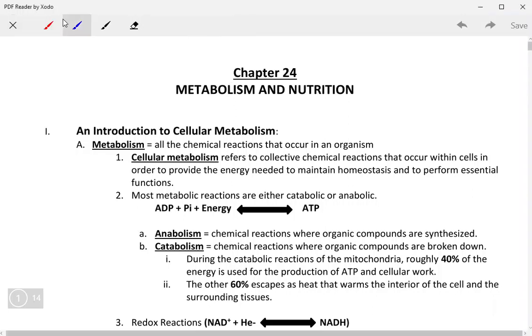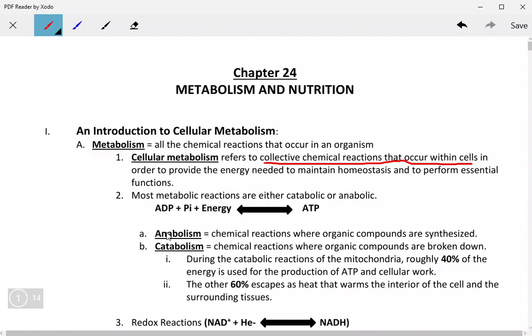Welcome back, everybody. So, in this chapter, we are going to focus on metabolism and nutrition. So, what is metabolism? It is all of the chemical reactions that can occur within an organism. And when you talk about cellular metabolism, we're saying the sum. It is a sum of all chemical reactions that can occur within our cells. And this is important because this is how the cells get the energy that they require to perform their essential functions.